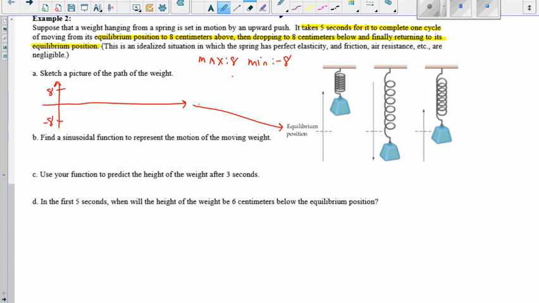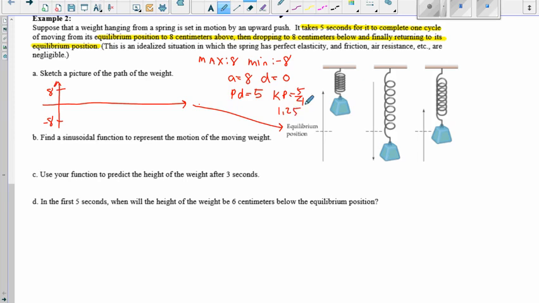So then for this, we know that our amplitude is our maximum minus our minimum divided by 2, so that gives us 8. Our vertical shift is our maximum plus our minimum divided by 2, which is 0. And then our period of the function, it told us it takes 5 seconds to complete one cycle. So the period is 5, which means your key points are going by 5 divided by 4, which is 1.25.